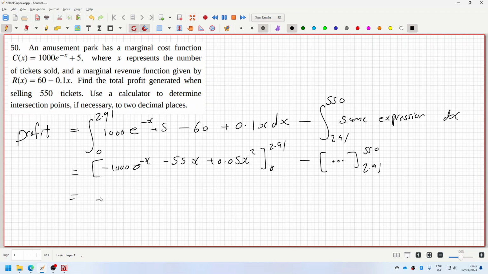Minus 214.1023 minus, and then what I'll do, put in 0. That's minus 1,000 minus, and then I'll put in 550. So minus 15,125, and then put in 2.91. So minus 214.1023.